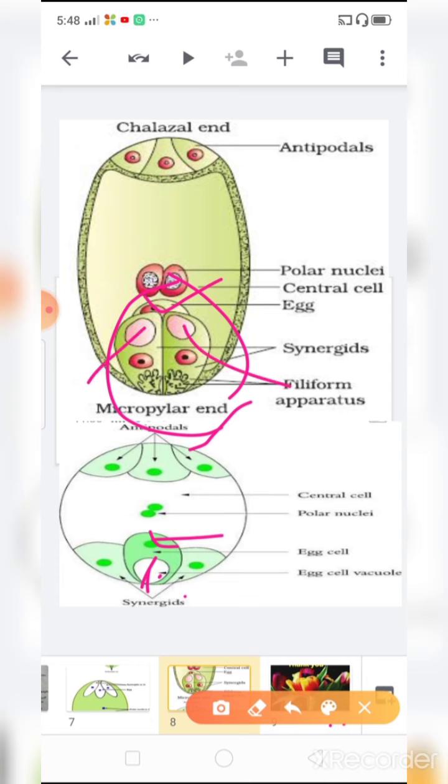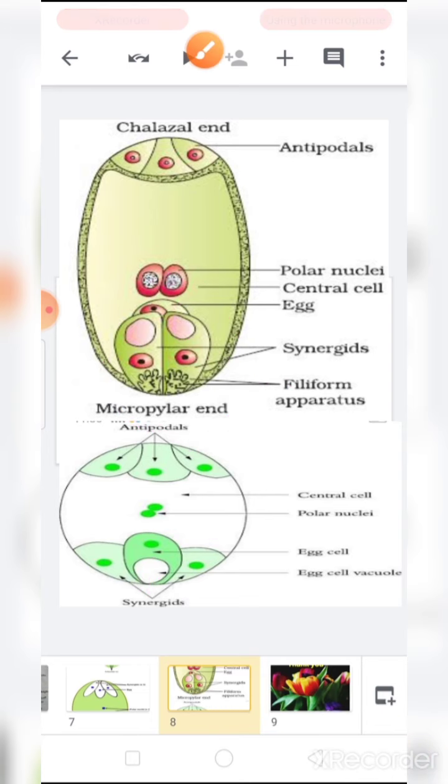Next, coming to the 2 synergids. Two synergids are present at the micropylar end. The synergids are characterized by a vacuole at the base and a nucleus above it. The synergids are usually persistent soon after fertilization.